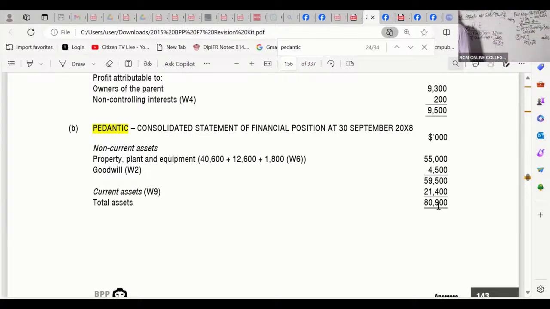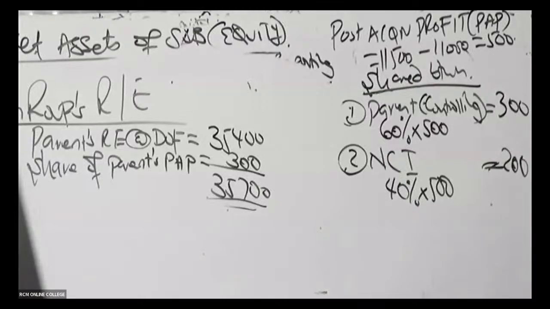8,900. Is there somebody who is able to get that figure? 8,900. Total assets. Thank you so much. Yes. Then please just go down and give me the total equity and liabilities. Just go and add all of them. The balancing, we see whether this thing is going to balance.